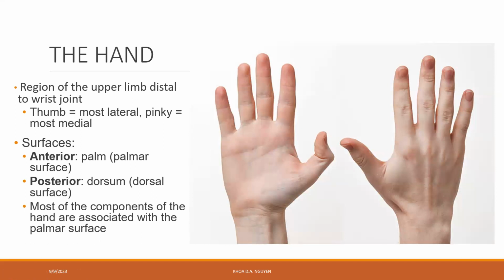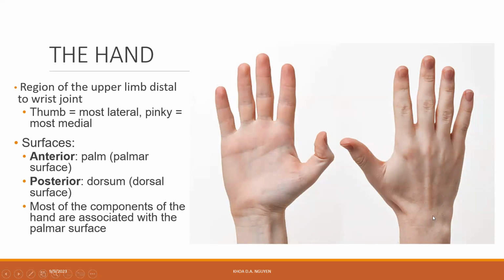All right, let us move to the hand now. For the hand, right here, is the region of the upper limb that is distal to the wrist joint and is also the most distal region of the upper limb. And the hand actually has two surfaces. On the anterior side, which is this surface, is going to be called the palm or the palmar surface of the hand. On the posterior side, as you can see here, we have the dorsum or the dorsal surface of the hand.